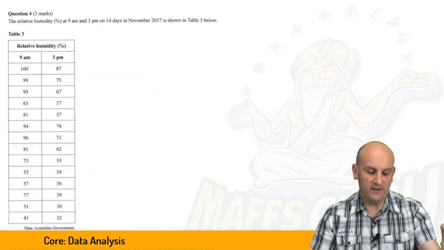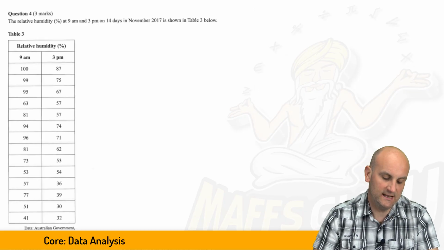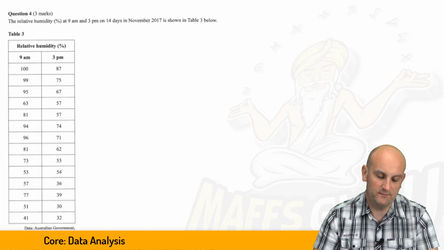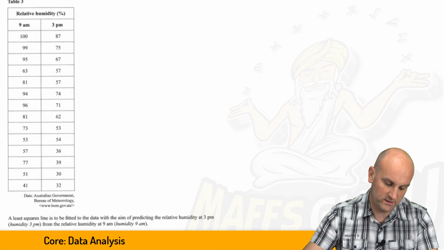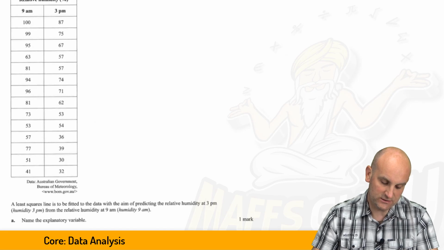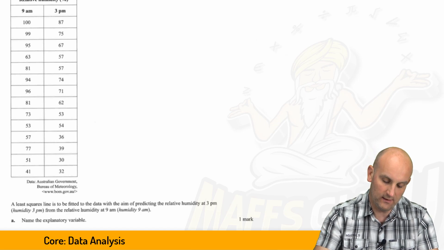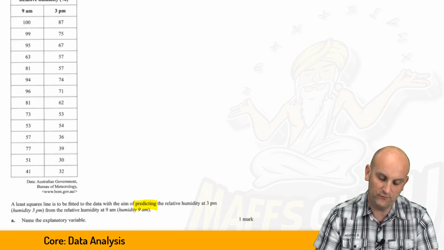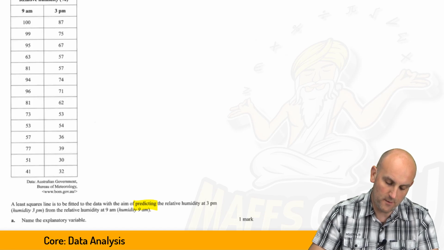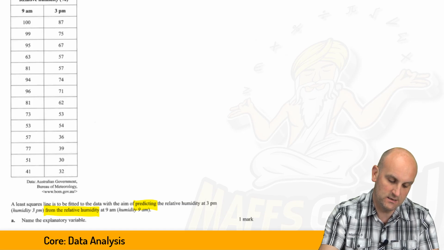Question number 4 goes on to say the relative humidity percent at 9 AM and 3 PM on 14 days in November 2017 is shown in Table 3 below. And there we have a table, 9 AM and 3 PM. A least squares regression line is to be fitted to the data with the aim of predicting the relative humidity at 3 PM from the relative humidity at 9 AM.